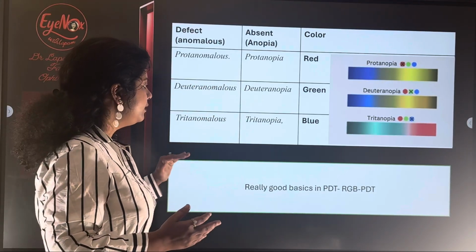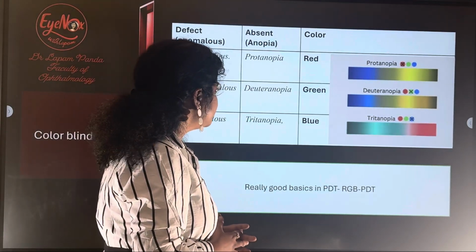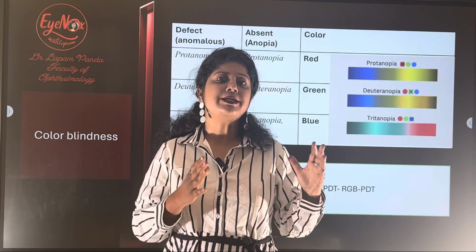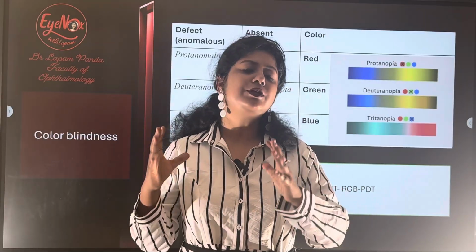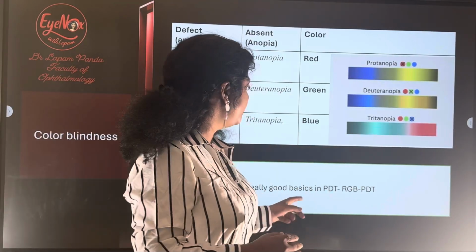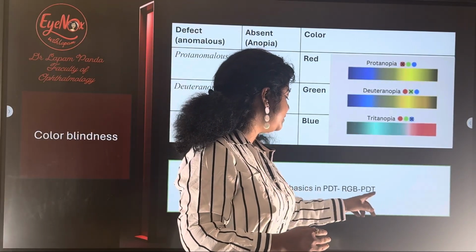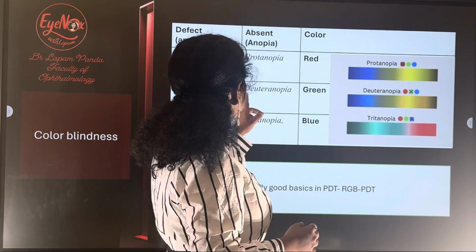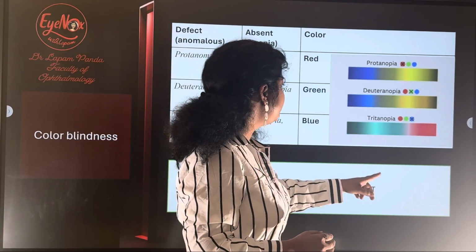And how do you remember? There is a good mnemonic for it. And what is that mnemonic? The mnemonic is really good basics in PDT. You need a really good basics in PDT. So what is that? RGB PDT. Red, green, blue and PDT. That is protanomaly, deuteranomaly and tritanomaly.